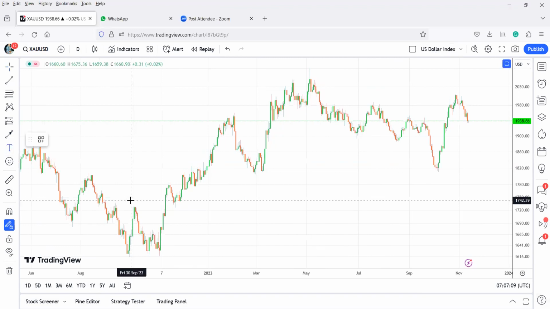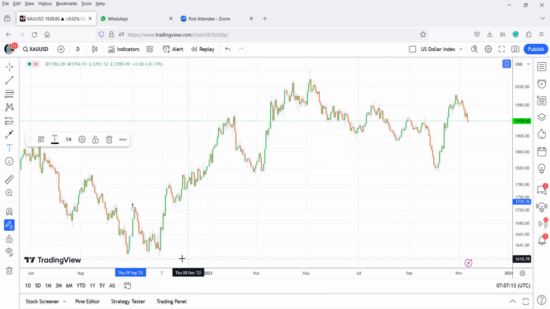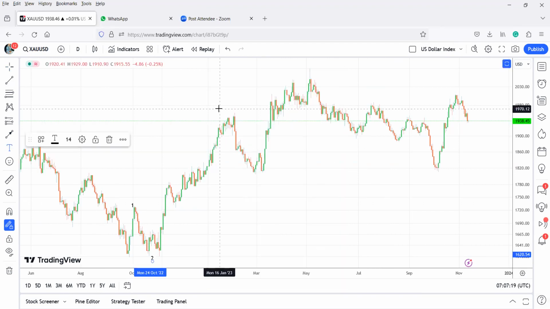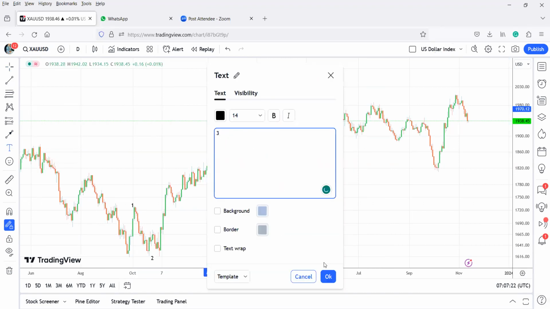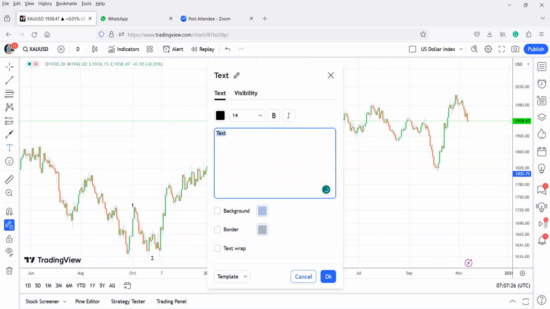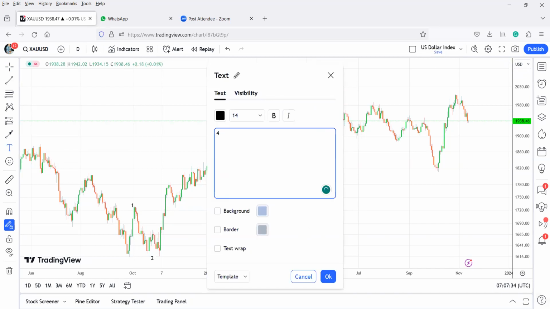In the first wave, we've got a larger degree impulse created in gold as well. When I say the larger degree impulse, it means the larger degree trend. Impulse is the direction of the trend. So the larger degree trend for gold remains higher.